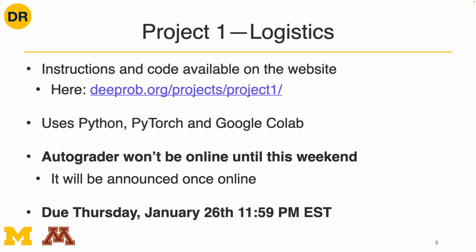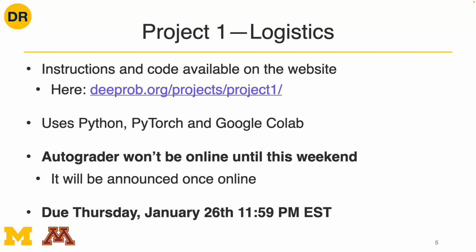So in terms of the logistics for Project One, the instructions are published online, so you can see them under the projects page and then a separate Project One page. We're still going to be using Python, PyTorch, and we recommend Google Colab, but if you prefer local development, that's okay. You will need a GPU for this project, so if you don't have a local GPU, then Colab is the resource you should use.